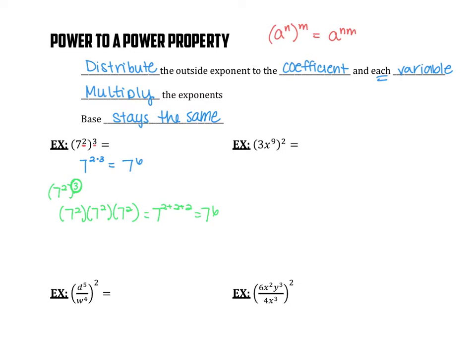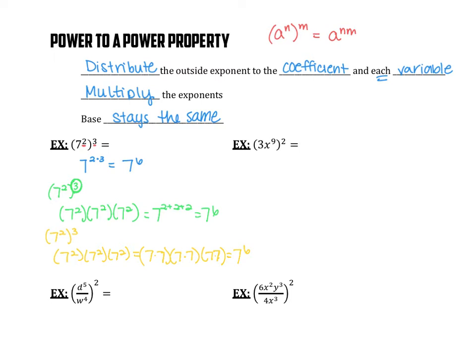We know that 7 squared to the 3rd means 7 squared times 7 squared times 7 squared. And squared means to multiply it by itself. So 7 times 7, 7 times 7, 7 times 7. How many 7s do we have? We have 7 to the 6th power. So you can see why it benefits us maybe to know that rule, is it allows us to just do the problem a little bit simpler.